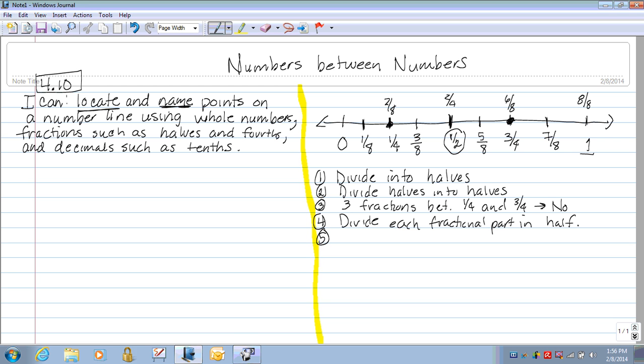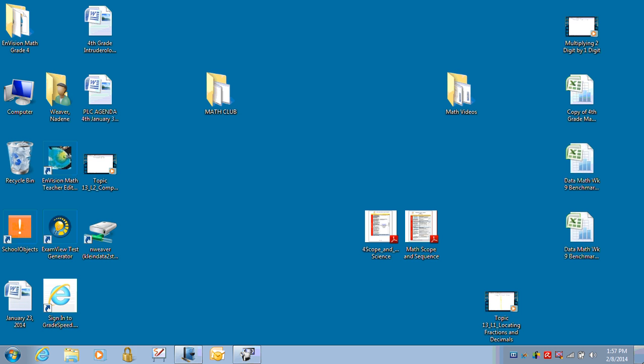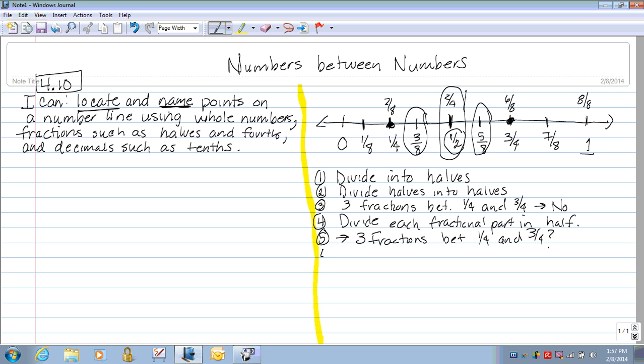I would go back to my question, number 3. Look at number 3. Are there again 3 fractions between 1/4 and 3/4? So let's take a look. Here's 1/4. Here's 3/4. Here's 1 fraction. Here's 2 fractions. Here's 3 fractions. This time, the answer is yes, I have 3 fractions between 1/4 and 3/4. Well, what are they? Here's the first one, 3/8. The second one would be 1/2, and the third would be 5/8.